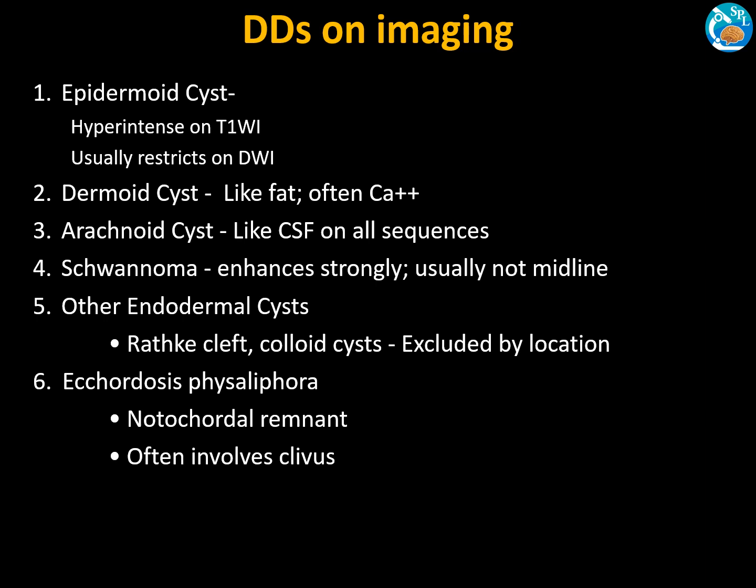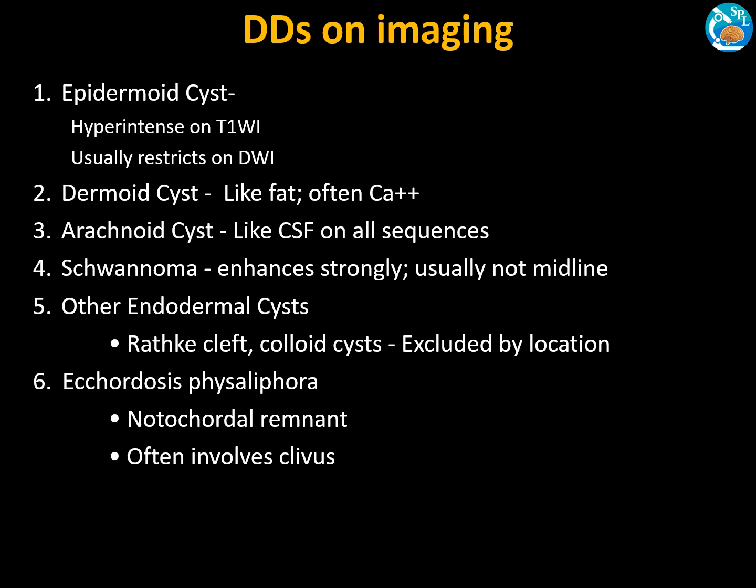So the differential diagnosis on imaging, it could be an epidermoid cyst. These are white or epidermoid cyst, and they are usually hyperintense on T1 weighted images and usually restrict on diffusion weighted images. The second is the dermoid cyst. It will show presence of fat and often calcification is present. Third is the arachnoid cyst. These have CSF-like signal on all sequences. And fourth is the cystic schwannoma. However, these enhance very strongly and usually are not midline.